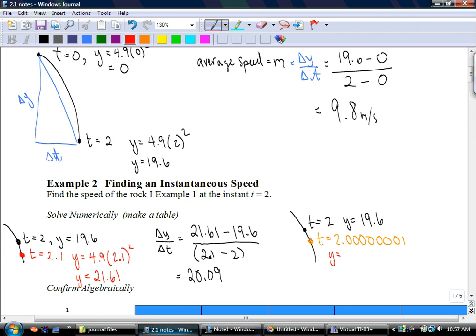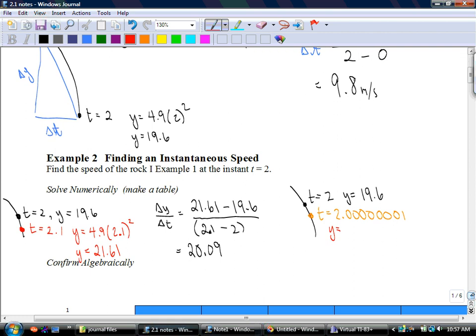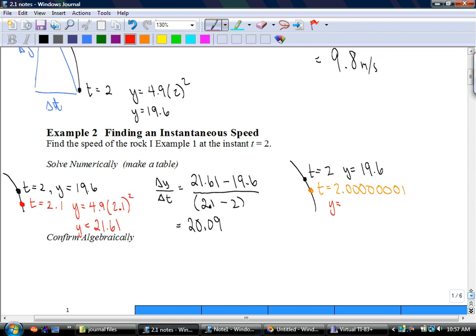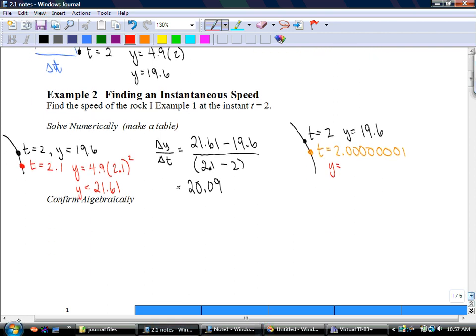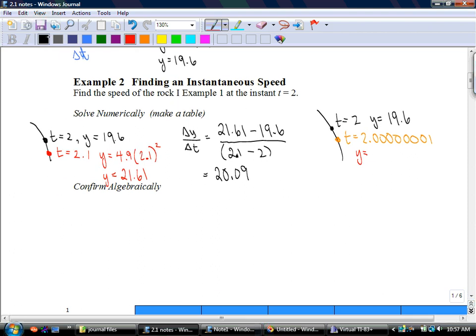How things change. Algebraically, this is where it's kind of new. You're going to go like, what? So you need to bear with me for a second. We're going to take some point t, where t is 2, and it's got a Y value of 19.6. We're going to work with this point for a second. And then we're going to go just a sliver of time ahead, and we're going to give that point the coordinates 2 plus h. Why h? Because it always has been used as the letter h.